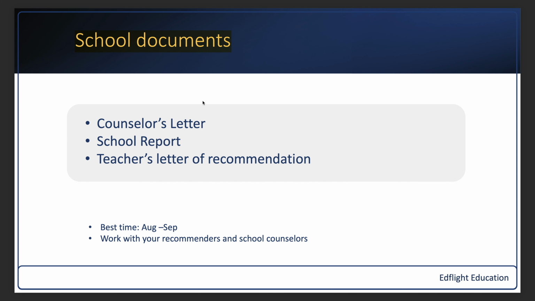The next step in the application process is very crucial, and that is you need to work with your school on getting the counselor's letter, school report and teacher's letter of recommendation. As soon as you fill up the online application, enter the information of your school counselor and the recommenders and hit the submit button, the application portal will automatically send an email to your recommenders and counselor asking them to make an online account on the application portal and upload a bunch of information and the letters.